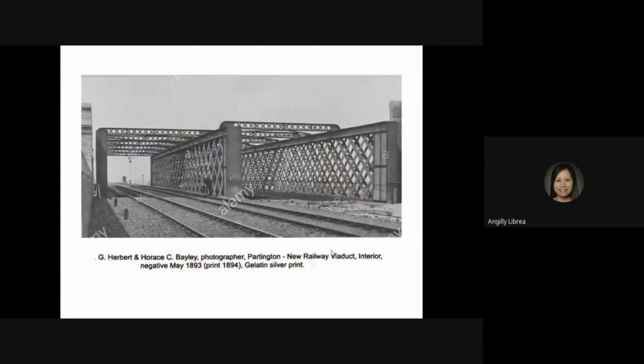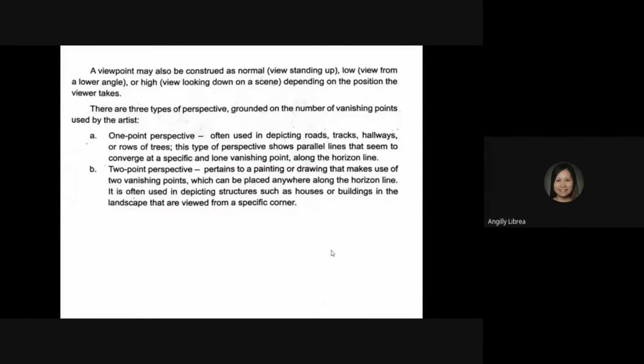This is a photograph of the Paddington New Railway Viaduct, interior negative in 1893. A viewpoint may also be construed as normal, which is also referred to as view standing up, or low view from a lower angle, or high view looking down on a scene, depending on the position the viewer takes. So depending on where the viewer is standing, you can actually see a different perspective. So there are three types of perspective.